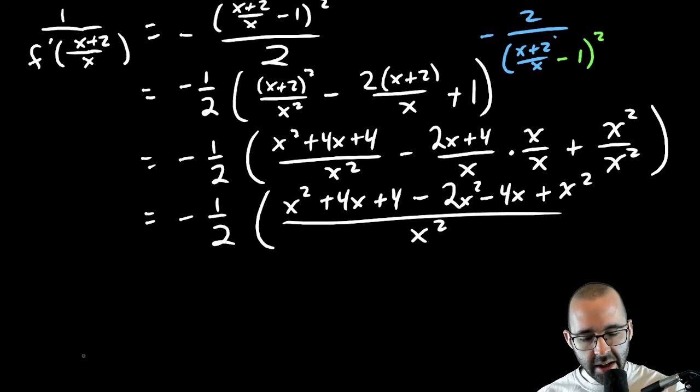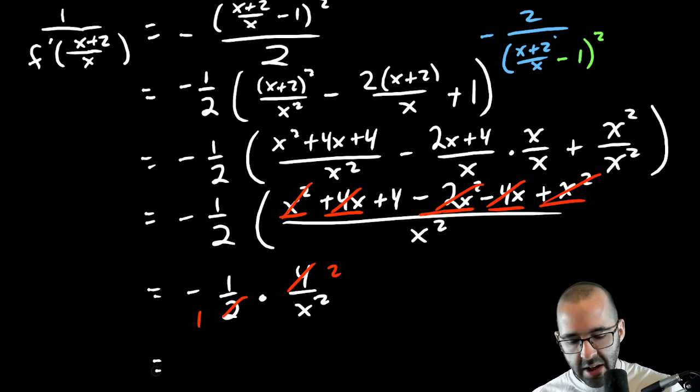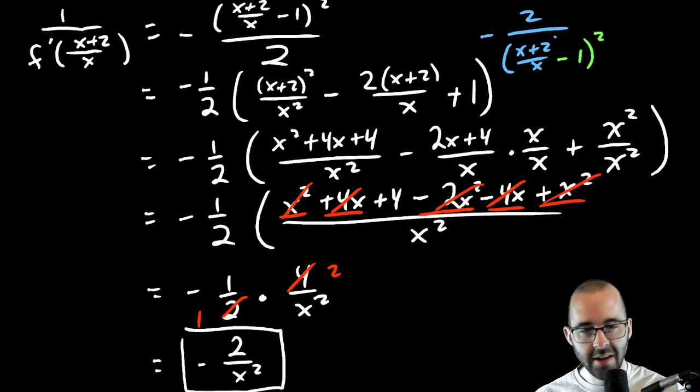Hopefully, if we combine like terms, something nice will happen. We have an x squared minus 2x squared. That's negative x squared plus x squared. Oh, these all cancel. We have plus 4x minus 4x. Oh, those cancel too. We're just left with negative 1/2 times 4 over x squared. That cancels to 1 over 2. It simplifies to negative 2 over x squared. That is our derivative using the inverse function theorem.